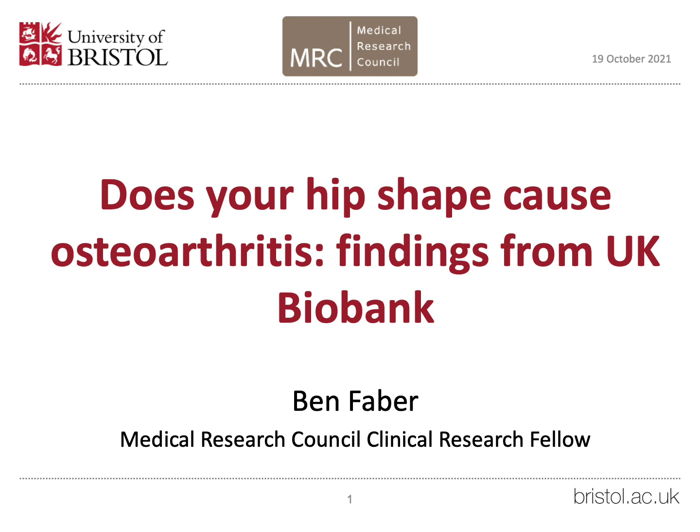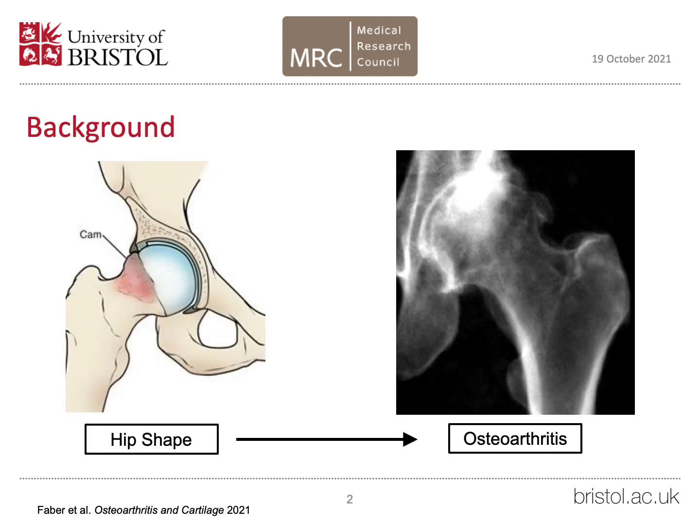Hello, I'm Ben and I'm using UK Biobank data to answer the question, does your hip shape cause osteoarthritis? Hip OA is a very common condition describing degeneration of the joint shown on the right. It causes pain and affects roughly 10% of the population. It has no curative treatments, so it is important to understand risk factors so we can prevent it.